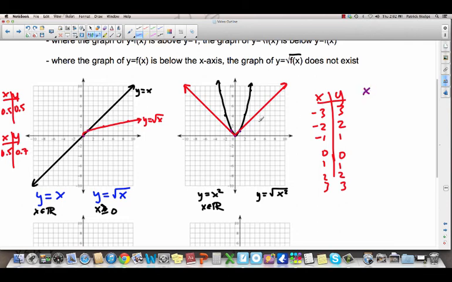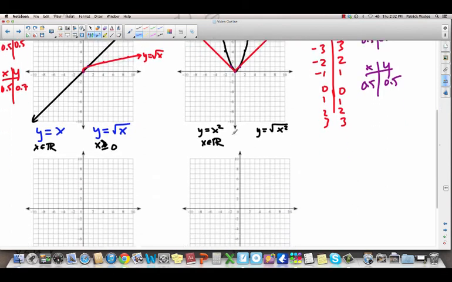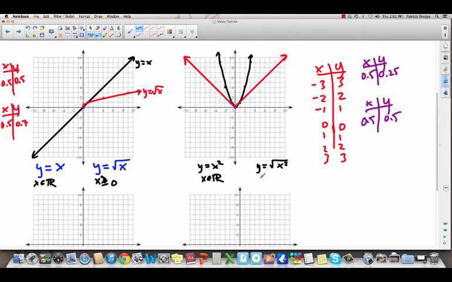Again, if you don't believe me with that red one being on top here, try xy again for 0.5. If you put 0.5 in here, 0.5 times 0.5 is 0.25. But if you put it into this one, 0.5 squared and the square root of it is 0.5. Yep, 0.5 is higher than 0.25. So the red one should be higher in this little section down there, and the black one's higher up there. And the last point is that wherever the original one, the black one, is below the x-axis, well, it's never below the x-axis, so that point doesn't come into play. Okay, the domain of this one, well, it looks like x can be anything, so x is all real.